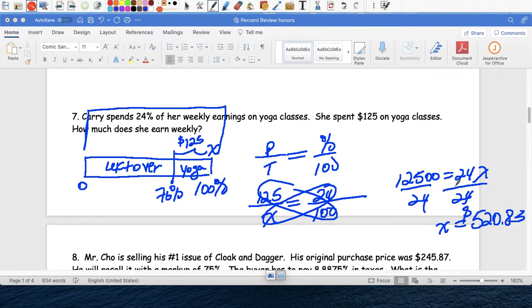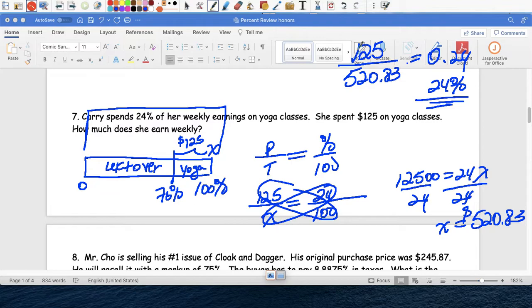So $125 over 520. And if you divide that, 125 divided by 520.83, you're going to get 0.24, or multiply that by 100, and you get 24%. Okay, so $125 out of 520 is 24 percent.